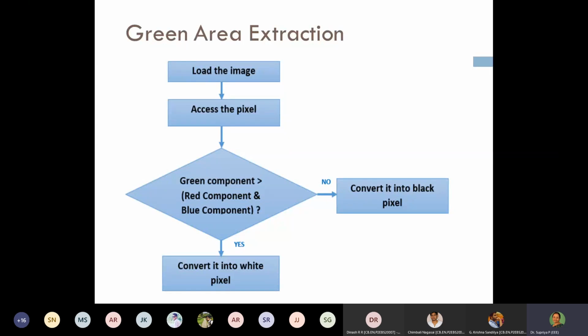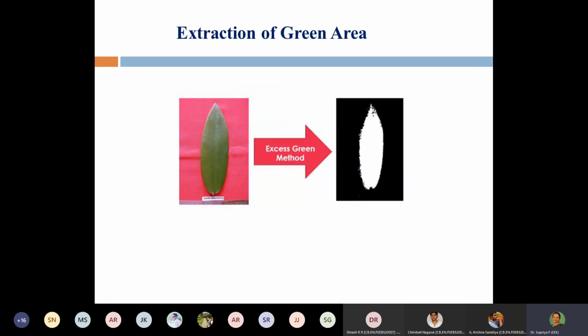The basic process of green area extraction is that the image is loaded. After getting the pixel, we check whether the green component is greater than the red and blue components. If it is true, we convert it to a white pixel. Otherwise, we convert it to black. This is the process of green area extraction. This is what has been done.